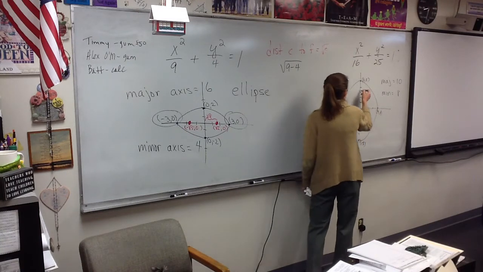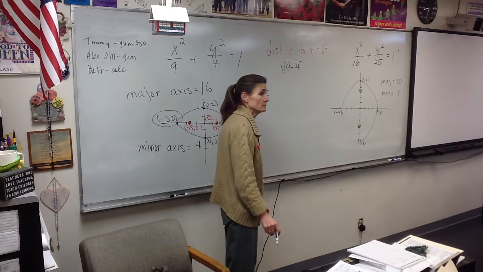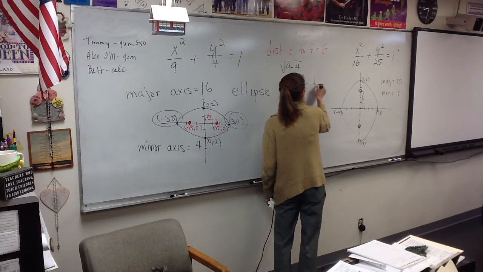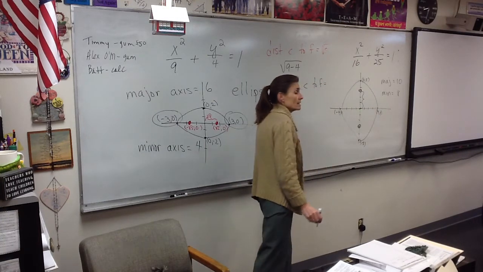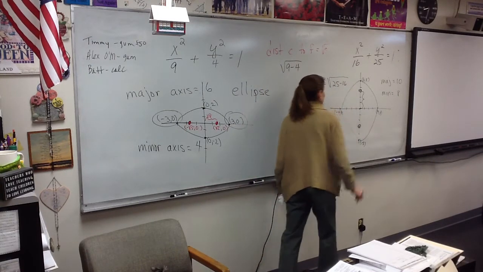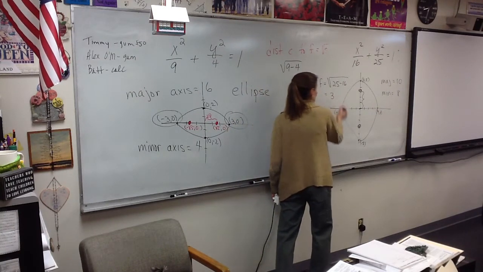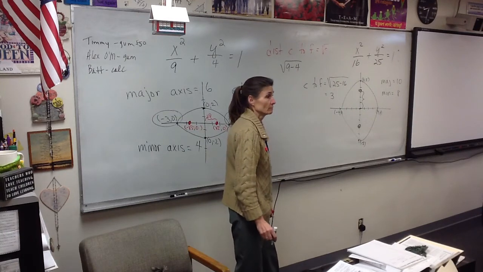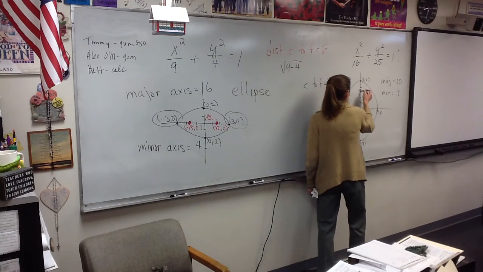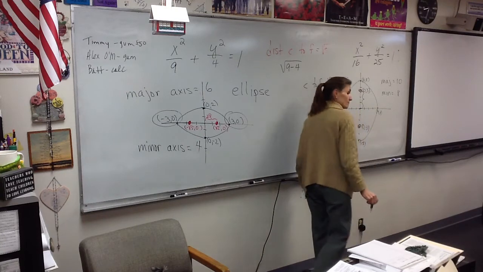Now, my focus points are going to be somewhere on here, right? I need to figure out that distance, center to focus. In this ellipse, it's the square root of 25 minus 16, which is 3. So where are your focus points? 0, 3, and 0, negative 3.